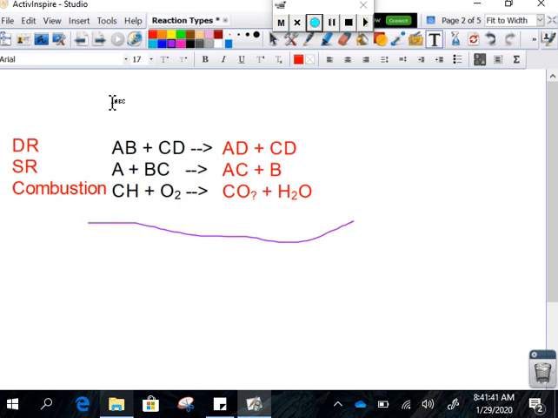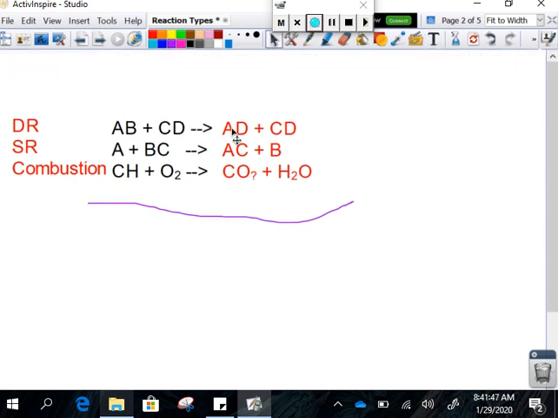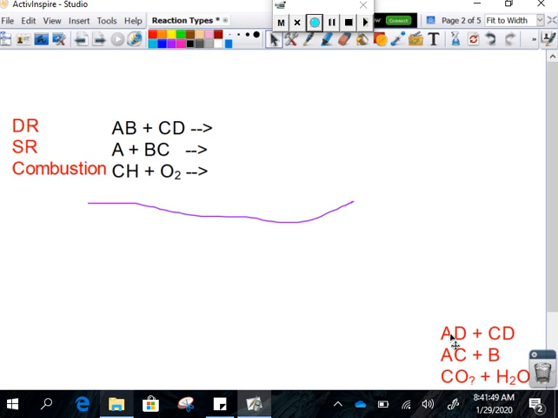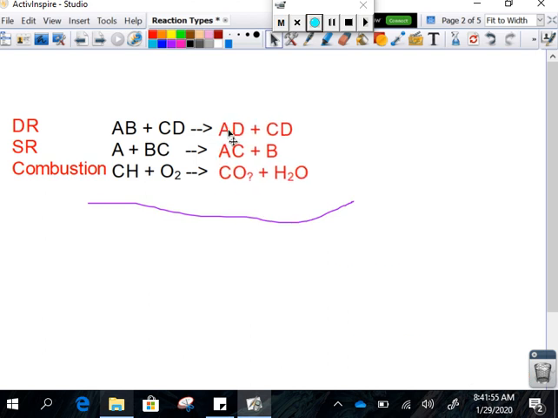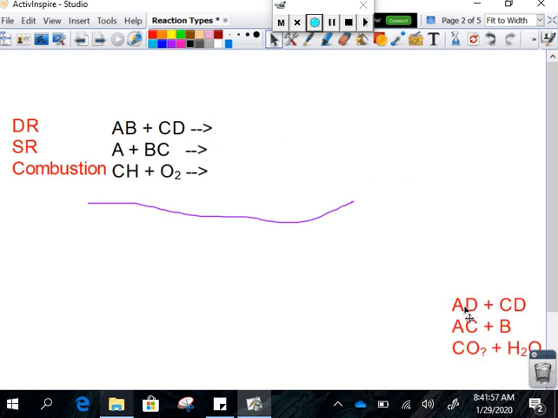So we have a double replacement, a single replacement, and combustion. But we don't actually get to see this part. So we need to know the left side pattern well enough to then predict the right side pattern. So let's talk about these left side patterns. With the double replacement, we have a compound and a compound. Got that? It's two compounds and the pieces are different.